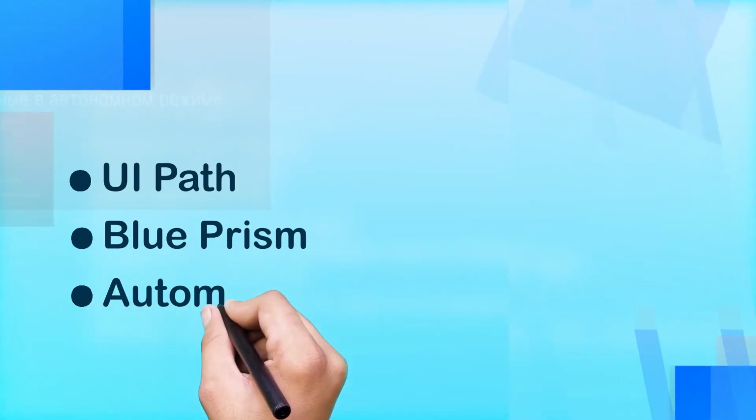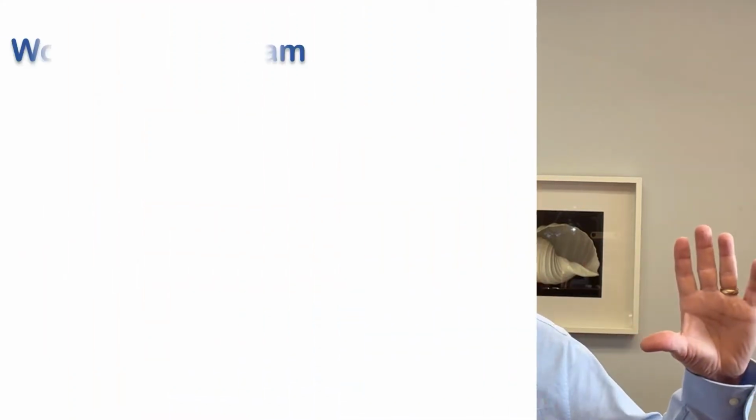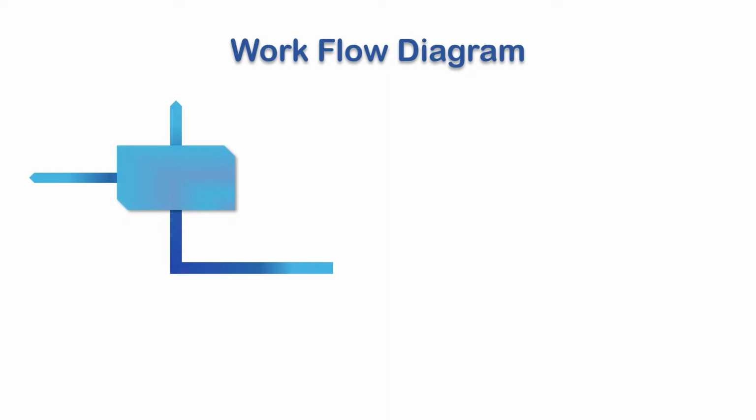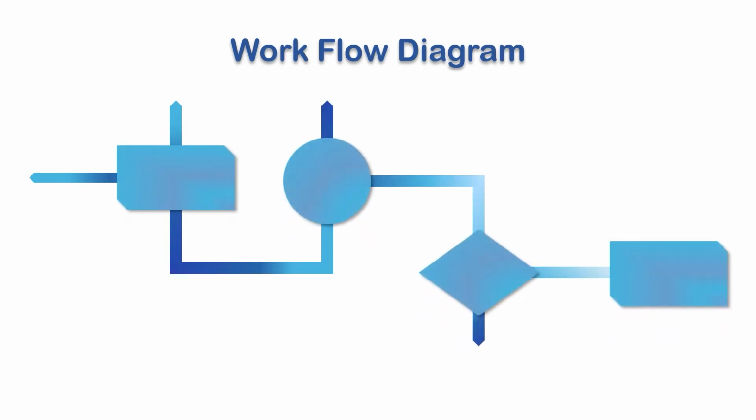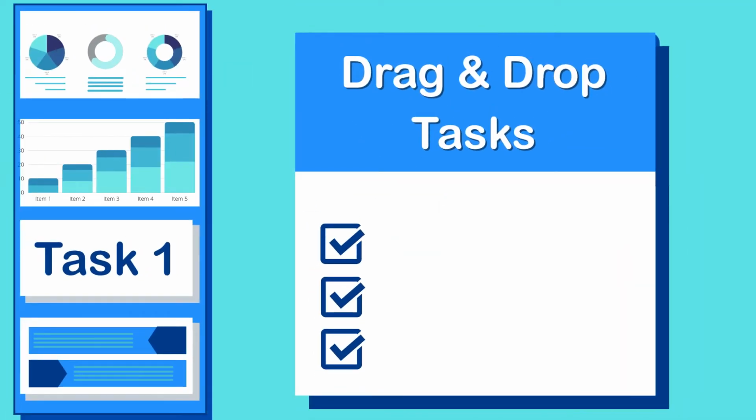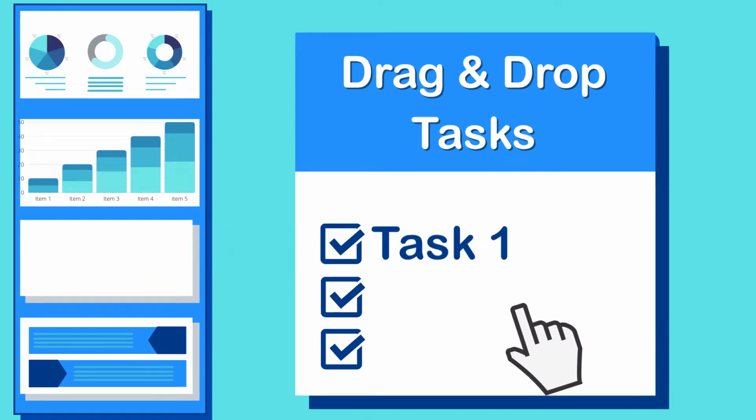Some of the leaders in the market today are UiPath, Blue Prism, Automation Anywhere, just to name a few. And these have a very user-friendly interface. If you think of a workflow diagram with lines and boxes, it works the exact same way, where you can drag and drop various tasks so the bot will know where to perform it and know the tree logic of how to interact with the software.